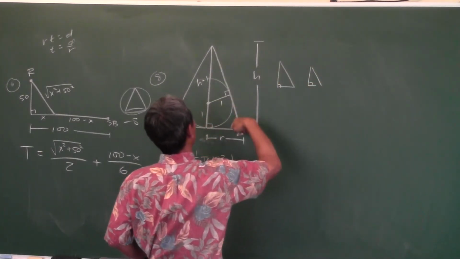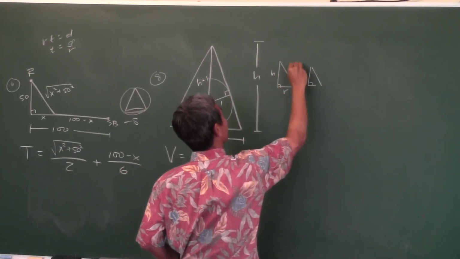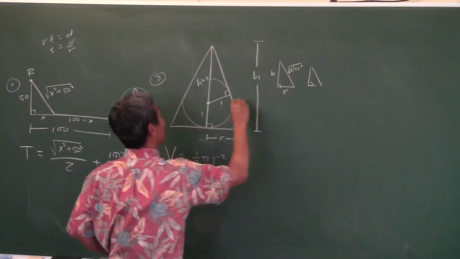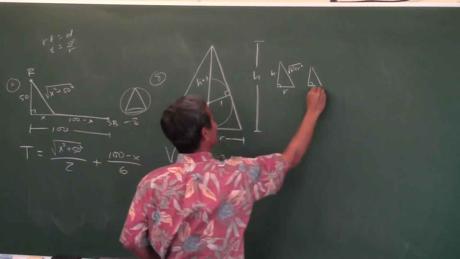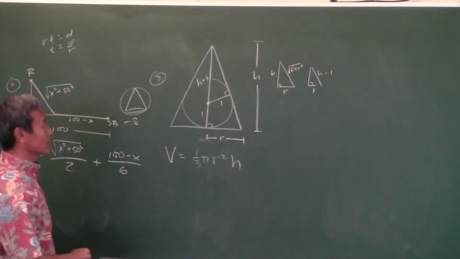So if you need to draw the similar triangles separately like that, do it. In the mama bear, this is h and this is r. This is the square root of h squared plus r squared, if you use the Pythagorean theorem. In the baby bear, see how you have to flip it over? This is 1 and this is h minus 1. Can I set up a proportion from that?